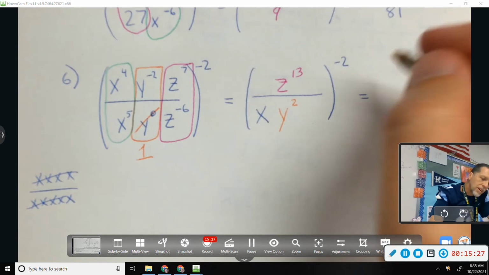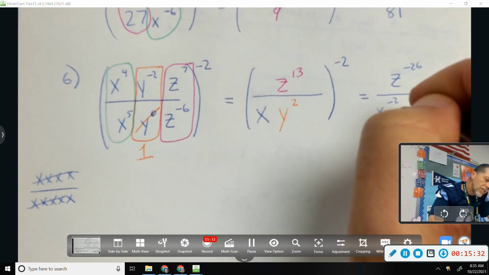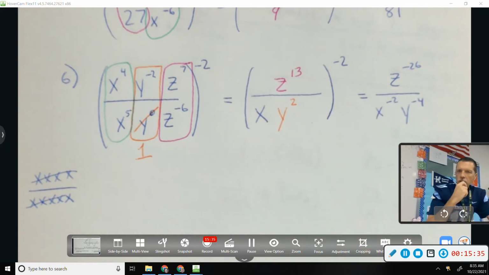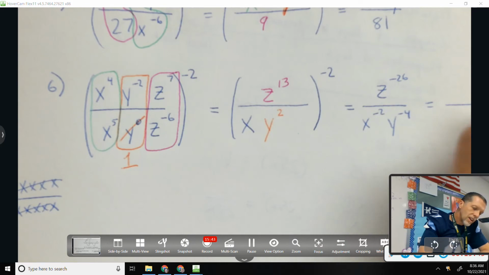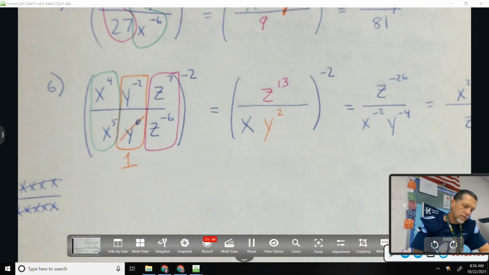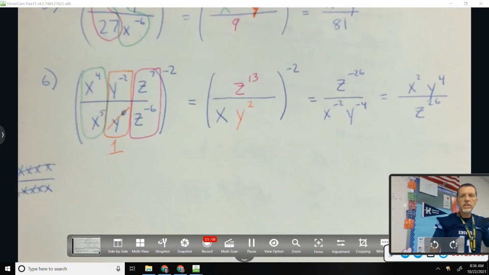I don't want to do too many things at once. So z to the negative 26, x to the negative 2, y to the negative 4. We don't want negative exponents. Anything with a negative exponent flips to the other side, so you may as well just flip the whole thing, because everybody has a negative exponent. x squared y to the 4th over z to the 26th, because it was negative and it got flipped. Got it.